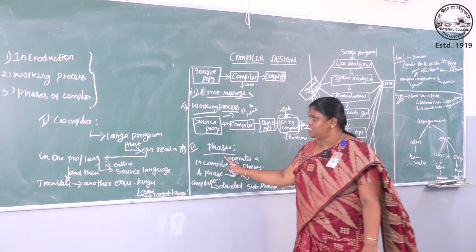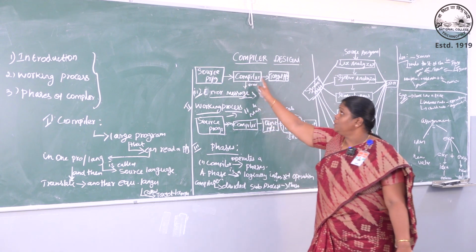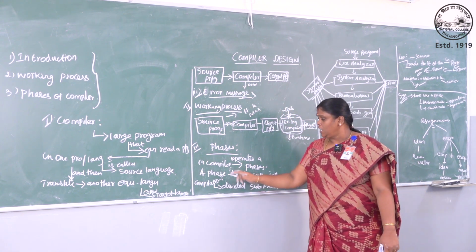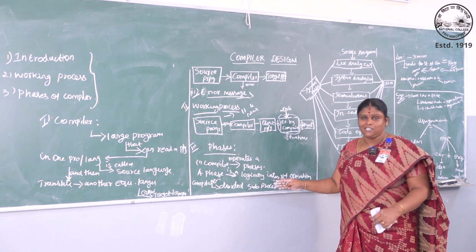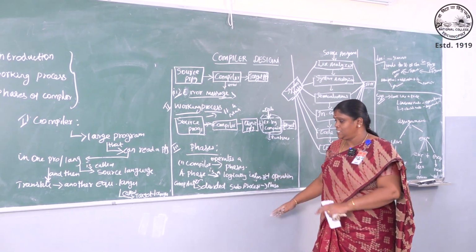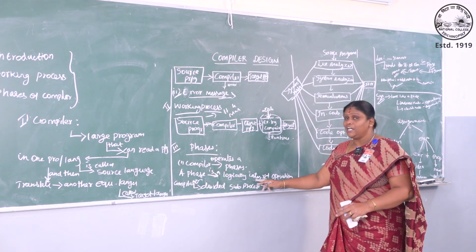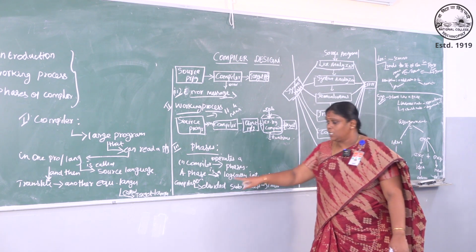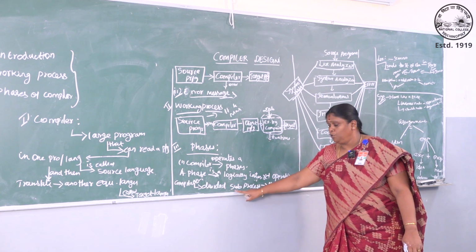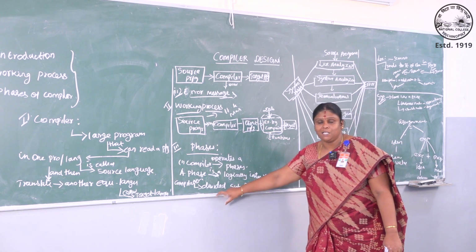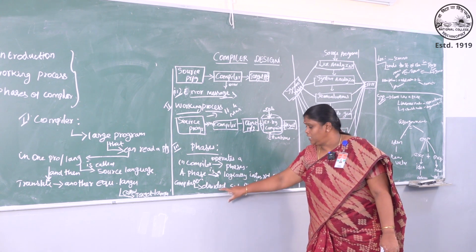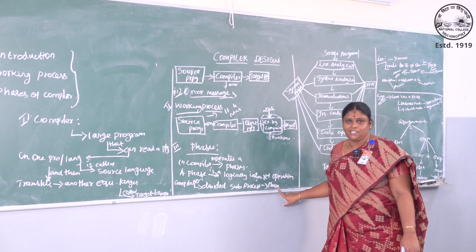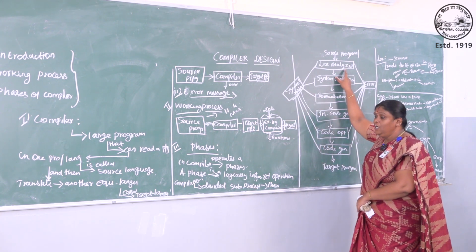Third one, phases. First one, introduction. Second one, working process. Third one, phases. What is a phase? A compiler operates in phases. It contains several phases. A phase is a set of logically interrelated operations. The compilation is divided into sub-processes, and these sub-processes are called phases. There are several phases in a compiler.